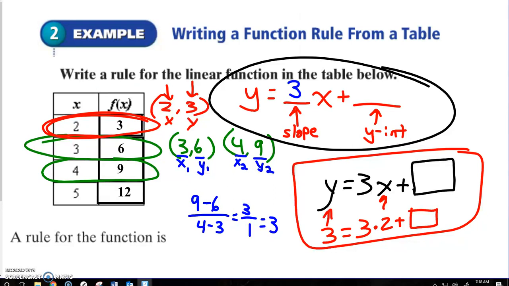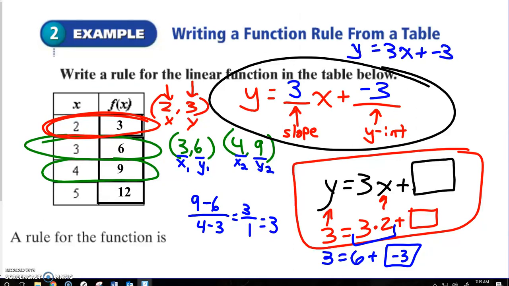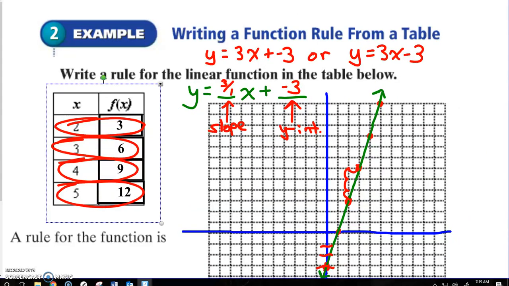Well, 3 equals 3 times 2 is 6, plus whatever I put in that blank. Let's see, 6 plus negative 3 gets me to 3. So my y-intercept is negative 3. So I've got my equation. Y equals 3x plus negative 3. That is the exact same answer that we got when we had a graph. We got the exact same answer both ways.